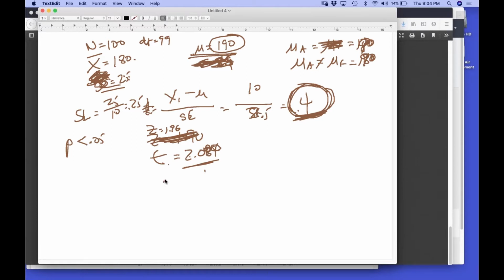Well, that's nice. But what if the difference between these two was, let's say, instead of 180, it was 185, so the difference between these two was only 5. And let's say my sample size was only 25. So the standard error would be 25 divided by the square root of 25, which is 5. So now 5 is my standard error. So 5 over 5 is only 1. So I fail to reject my null hypothesis.